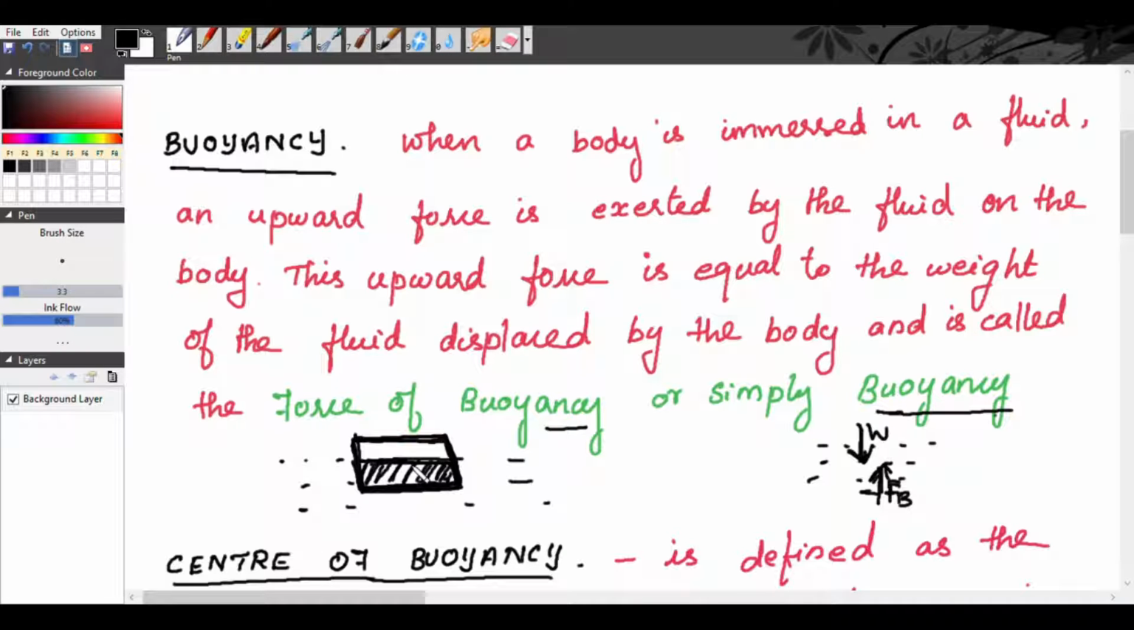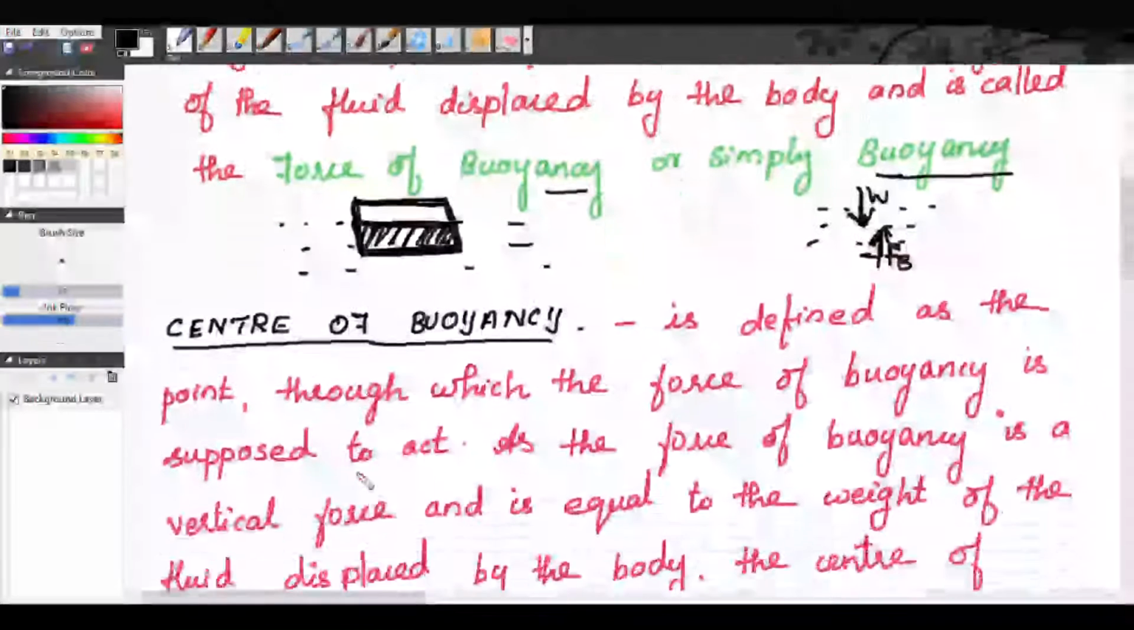At the same time, the volume of water displaced will be equal to the volume of the body immersed in the fluid. That is the meaning of that. It will be clear while solving a problem. So buoyancy or buoyant force is nothing but the upward force exerted on the body when a body is immersed in the fluid. Now we will see what is center of buoyancy.